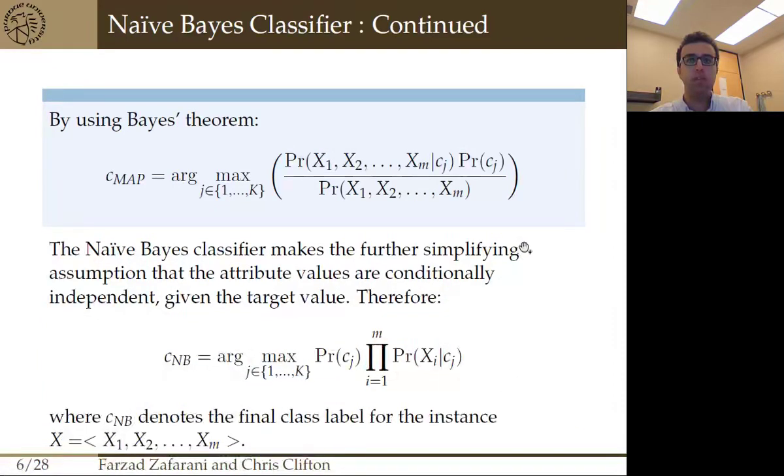Then we use the Bayes theorem to rewrite the above formula, and finally, the naive Bayes makes this simplifying assumption that the attribute values are conditionally independent given the target value. Therefore, we get C_NB to be the argmax of the probability of Cj times the product of all conditional probabilities of Xi given Cj for all i's.